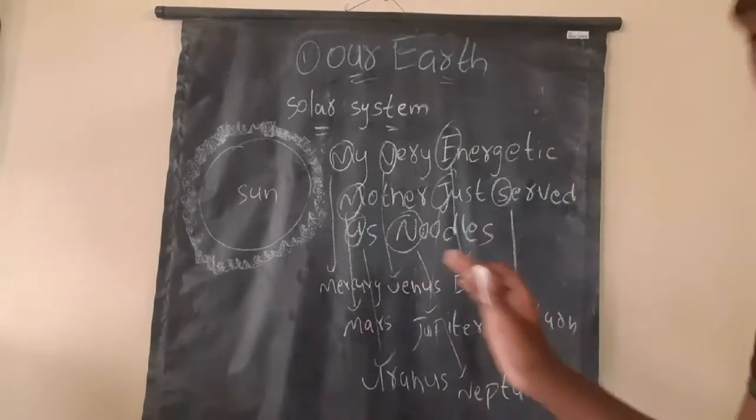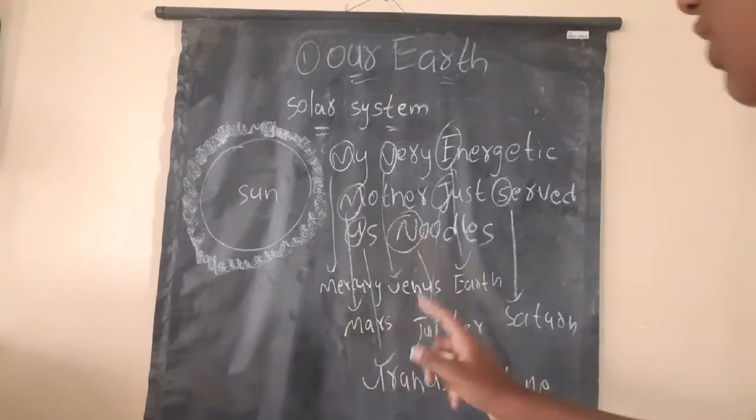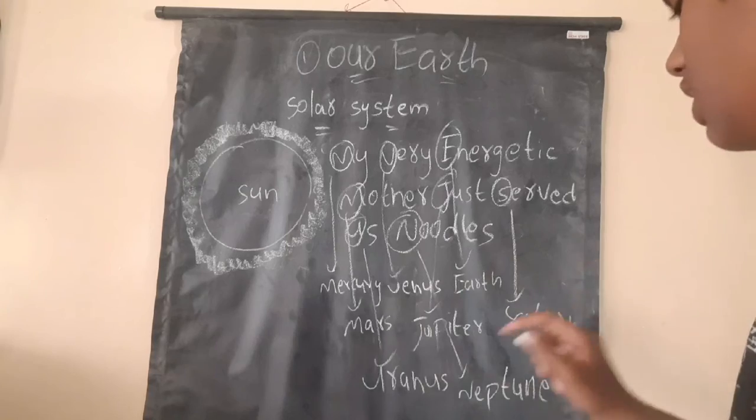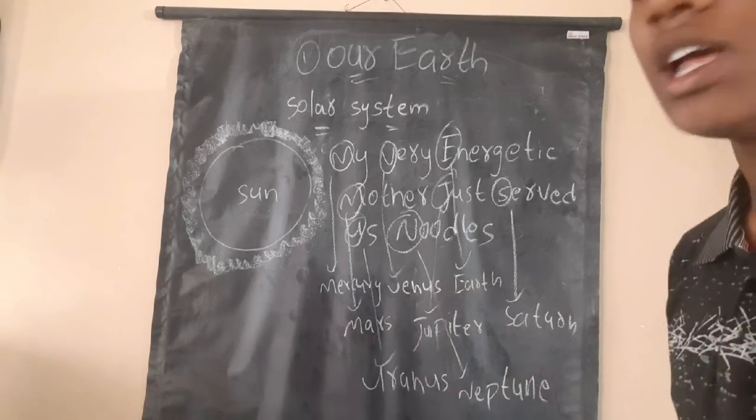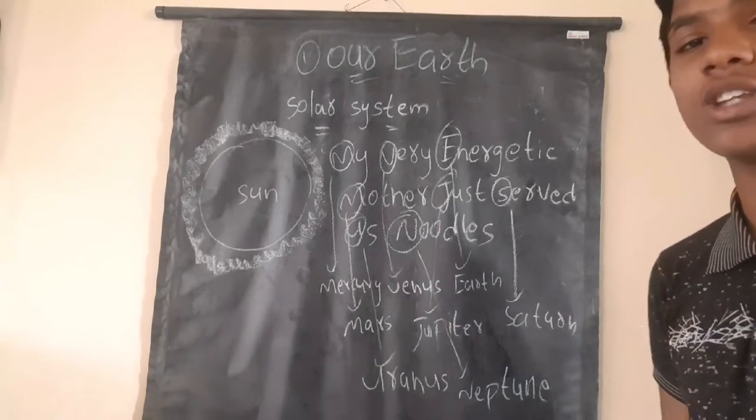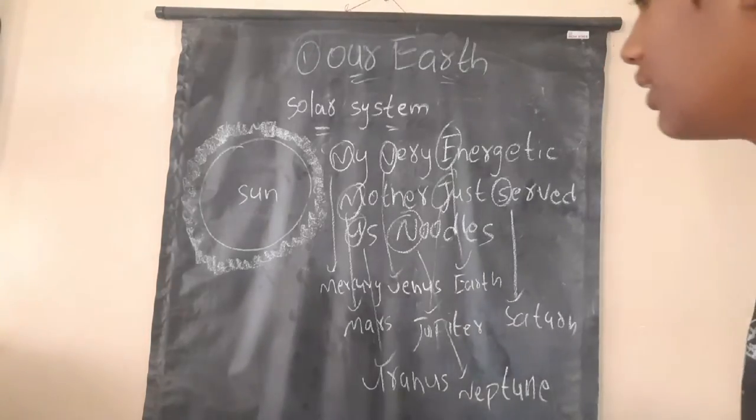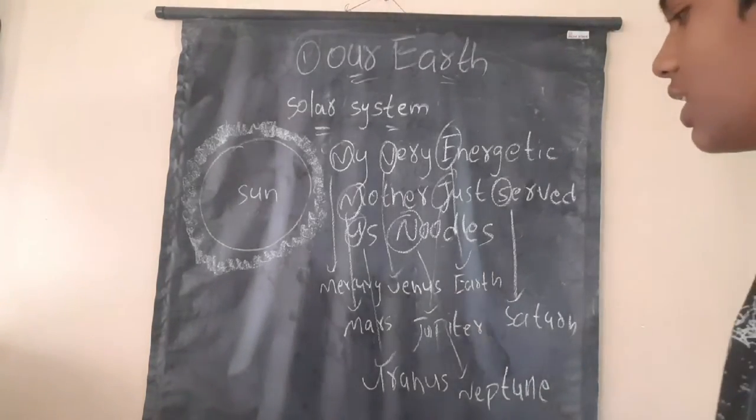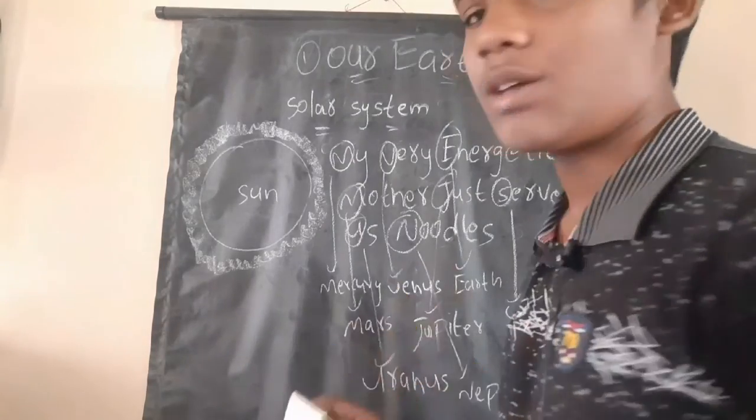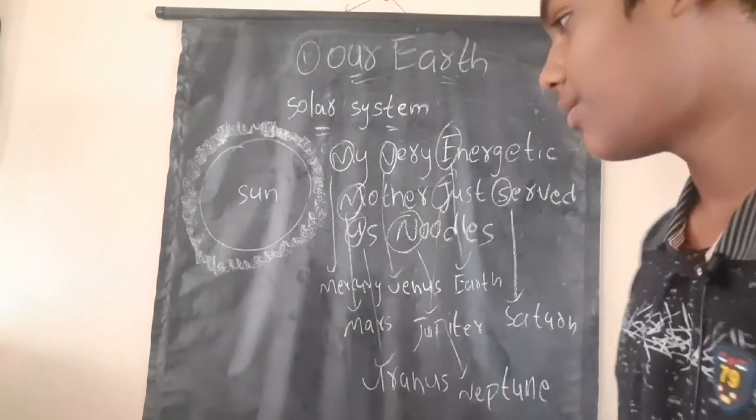These are the 8 planets: Mercury, Venus, Earth, Mars, Jupiter, Saturn, Uranus, Neptune. 1, 2, 3, 4, 5, 6, 7, 8. These are the 8 planets we have in the solar system and in space. Now let us see some key points about the planets.